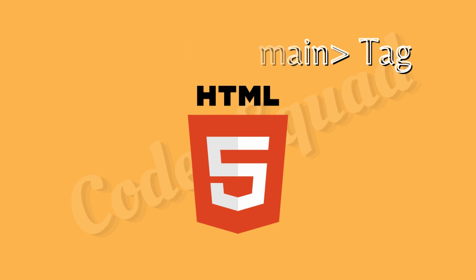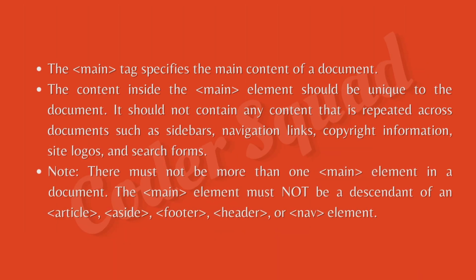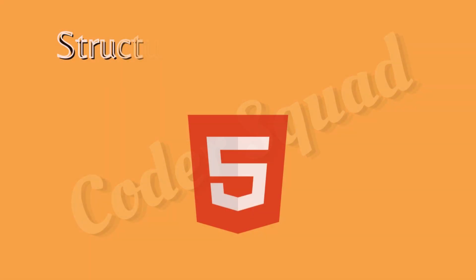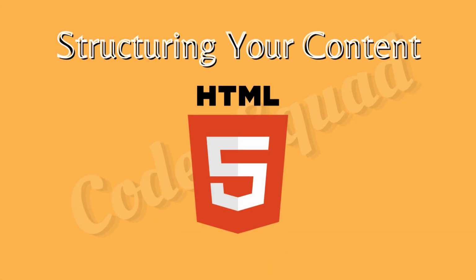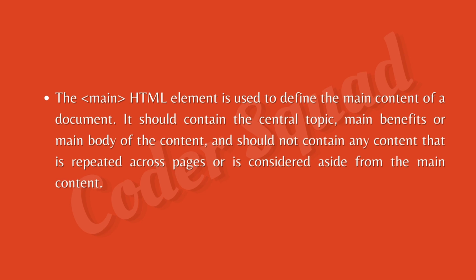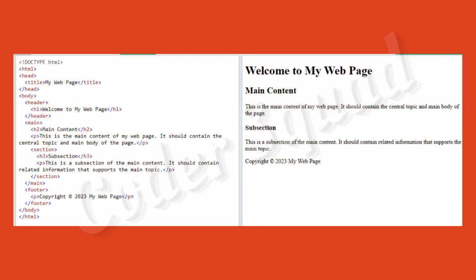Let's start with the basics. The main tag is like the heart of a web page. It's where the primary content lives, the stuff that your visitors are really interested in. The main tag should contain the most important content of your web page, such as articles, blog posts, product listings, or any other content that directly relates to the main purpose of the page.